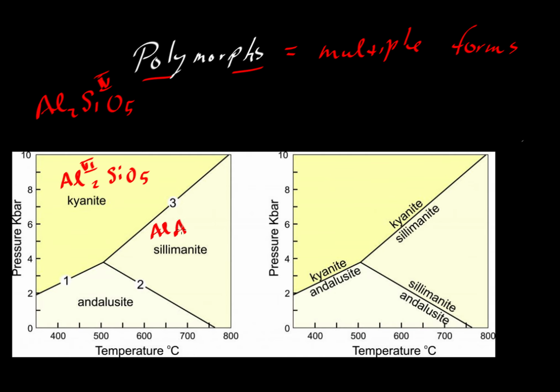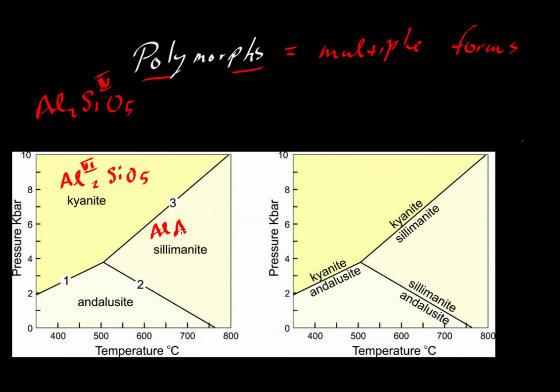And then with andalusite, same kind of issue here. We'll see if we can squeeze it in. We'll have aluminum, again in six-fold coordination, but another aluminum in five-fold coordination, and then SiO5. So they all have the formula Al2SiO5. But the aluminum is occupying different sites. Notice that, or different kinds of sites.